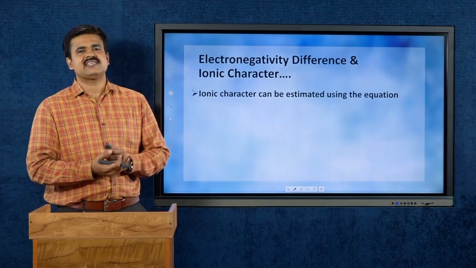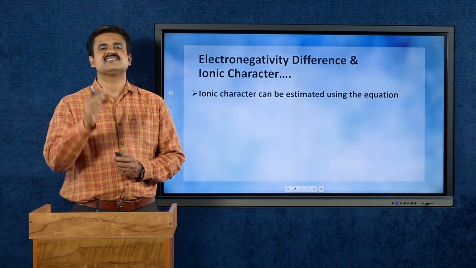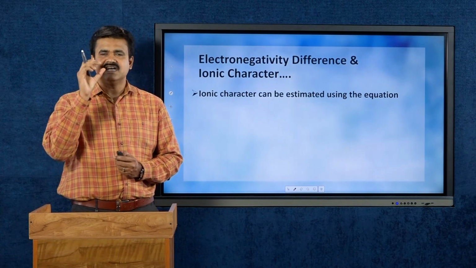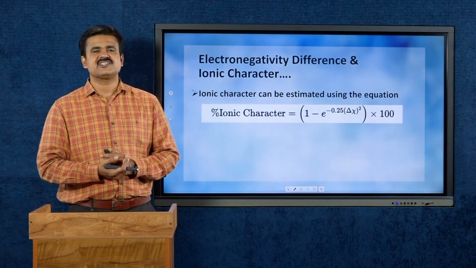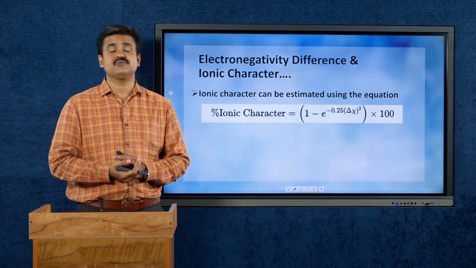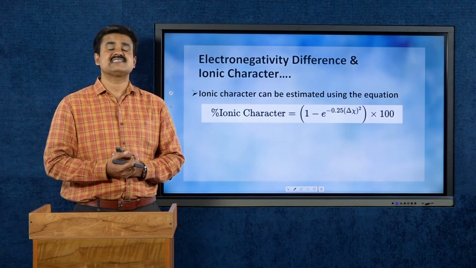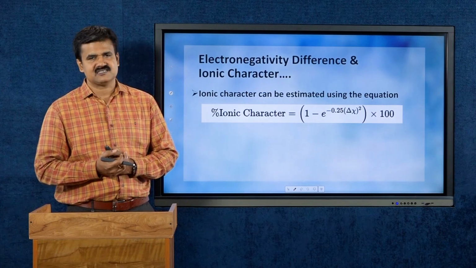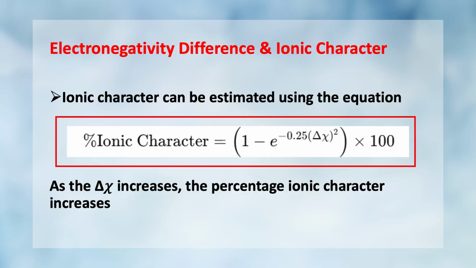Now, ionic character can be estimated using an equation. This is a quantification of electronegativity difference and ionic character. The equation relates percentage of ionic character with delta chi. Delta chi is simply the electronegativity difference. Now, the equation is: percentage of ionic character is equal to 1 minus e raised to minus 0.25 delta chi square, multiplied by 100.